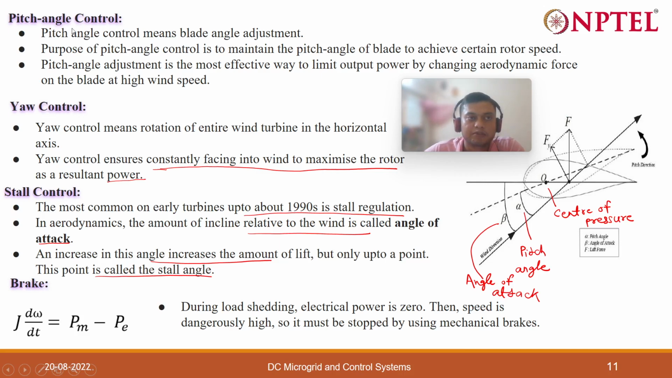And here the pitch angle control and yaw control are the most important ones, and you have to know about these control techniques. Pitch angle control means that you adjust the blade angle, and yaw control means that you rotate the entire wind turbine in the horizontal axis, so that you can get the maximum power extraction from the wind turbine.